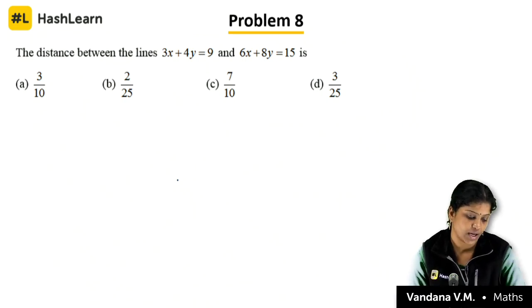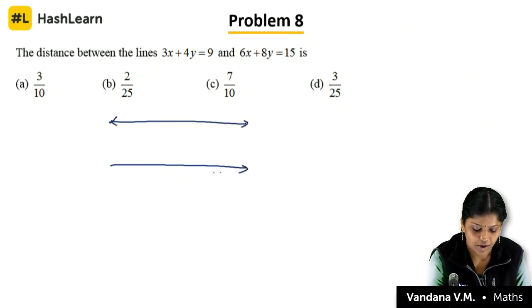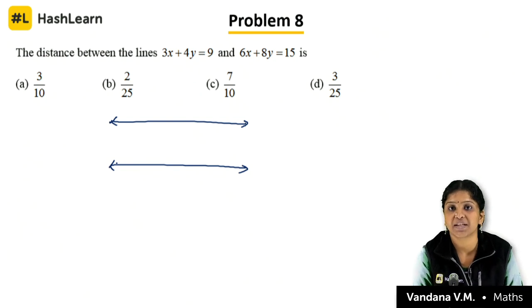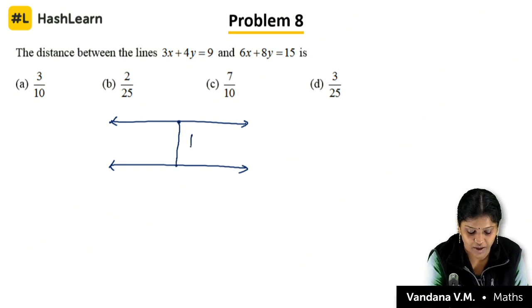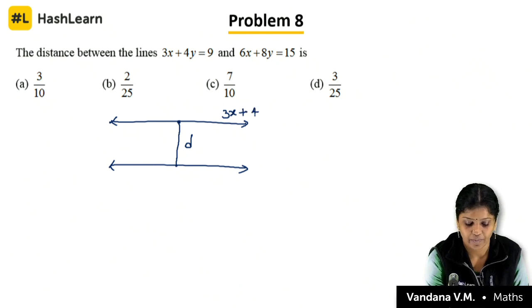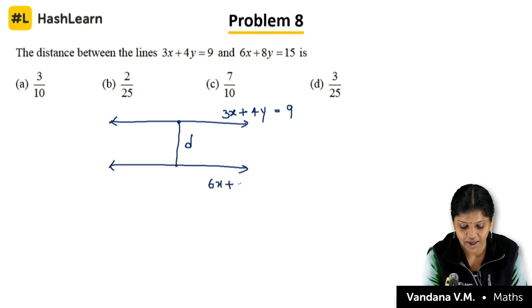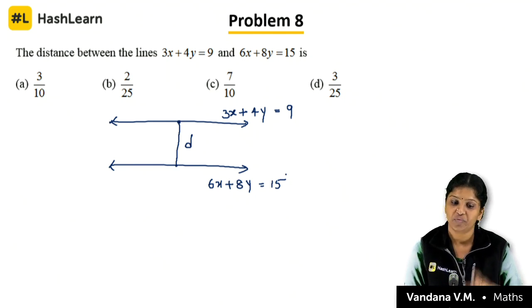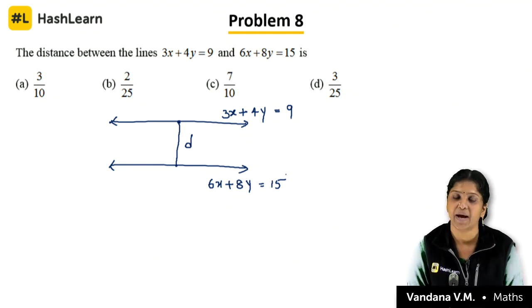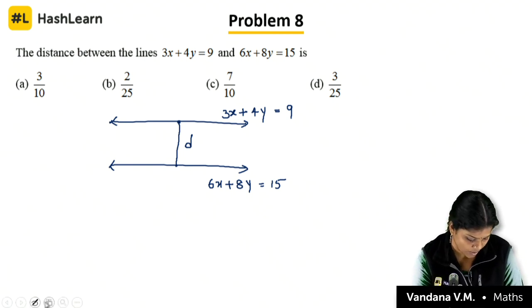The distance between the lines. Did I teach you to find out the distance between the lines? No, I never. Basically, it must be parallel lines. Then only I know to find out the distance between these two. But the given equation, the first equation is 3x plus 4y is equal to 9. This equation is 6x plus 8y is equal to 15. But what I told you, if these two lines are parallel, x coefficient and y coefficient must be equal. But here it is not equal.